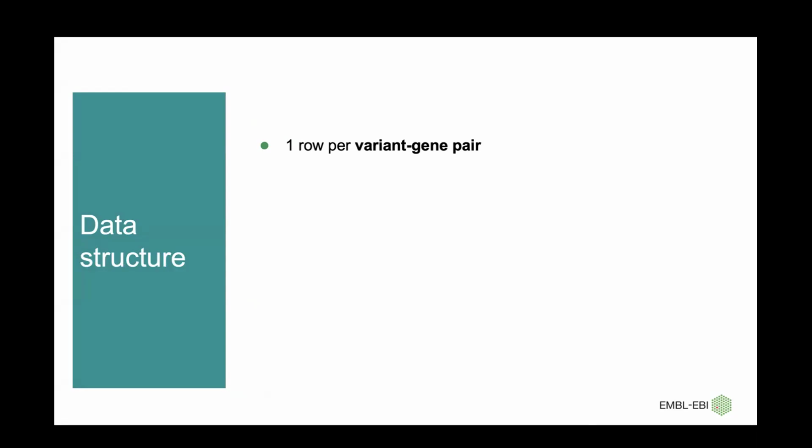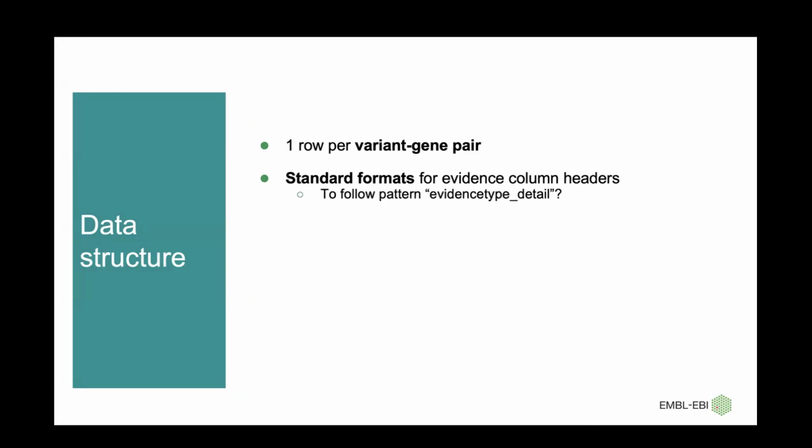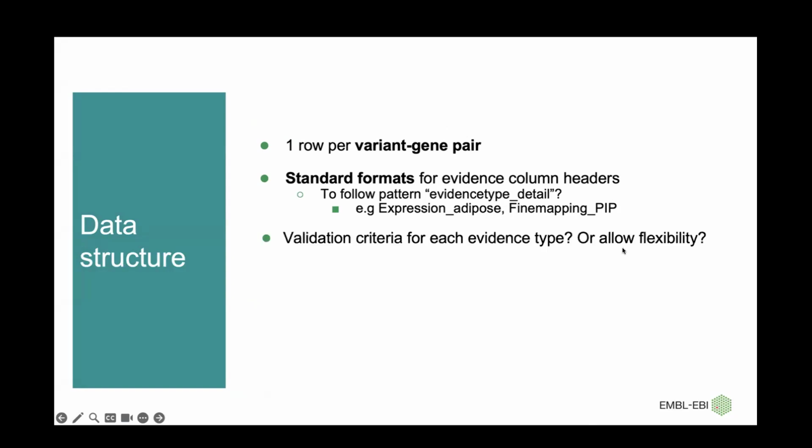So then, thinking about the data structure, just some really high-level things. There should be one row per variant-gene pair. We need to define standard formats for the evidence column headers, and one suggestion is that they could follow a pattern like the evidence type and then the detail, for example, expression in adipose tissue or fine mapping using PIP. We can think about whether we want to set validation criteria for each evidence type or allow full flexibility. The author's score could be in any format, but obviously a universal score we would need to define.